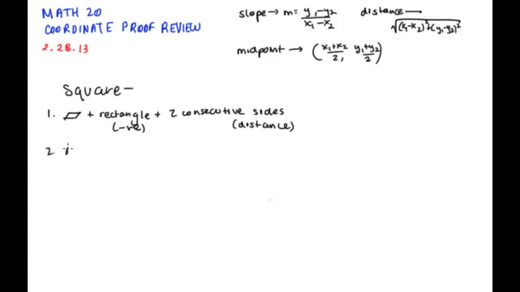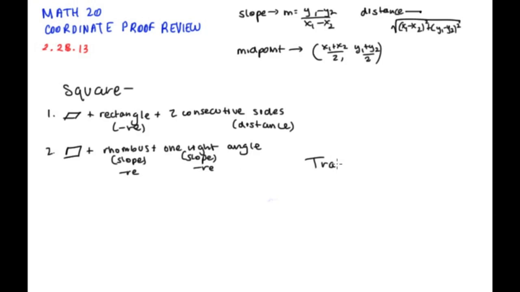The second way, you have to prove it's a parallelogram plus rhombus plus one right angle, which is just kind of like reversing what we're doing here. So you have to probably use slope here and also use slope here. And both negative reciprocal required here. And that's pretty much it for a square.